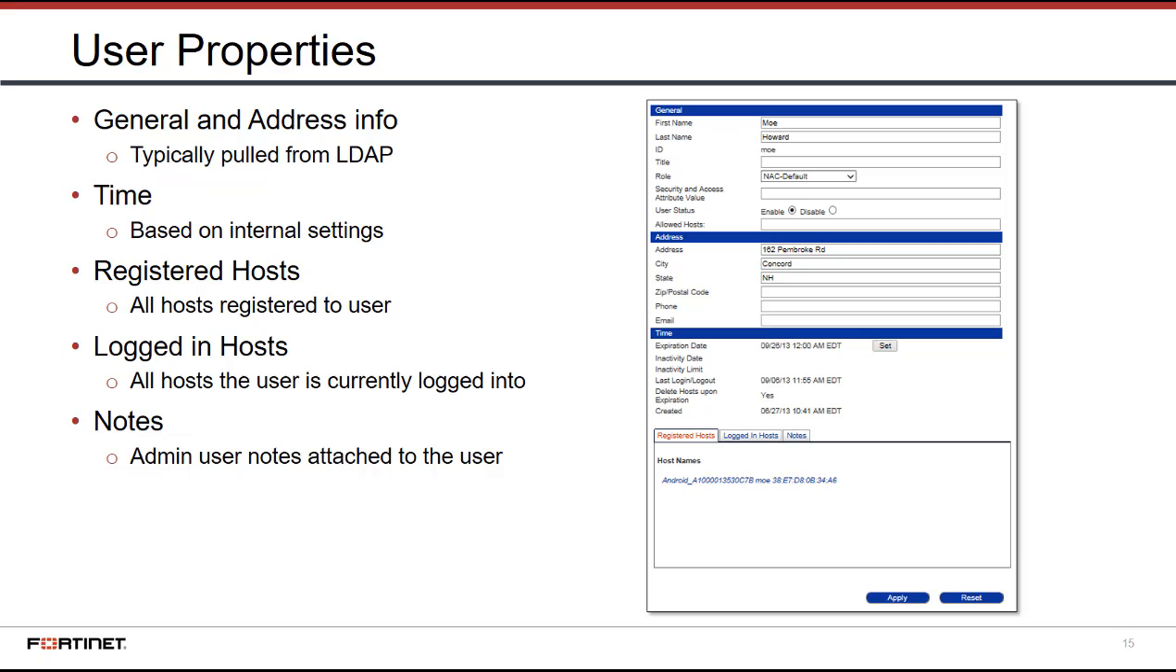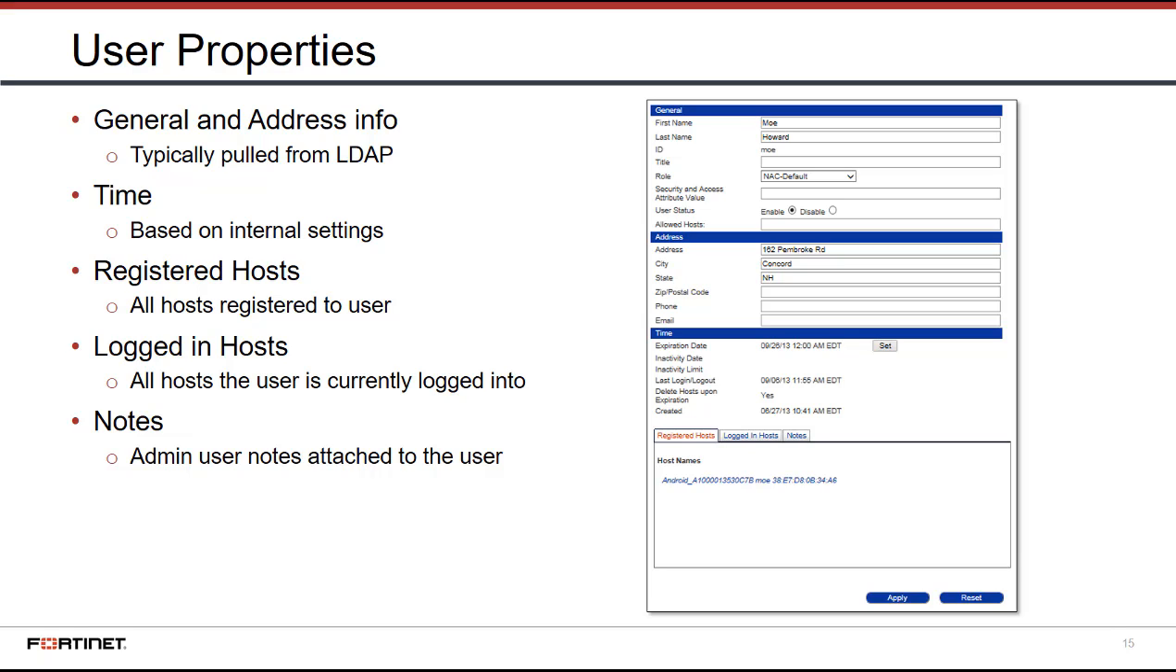And then at the bottom, we have a couple of tabs to talk about. Registered hosts is going to show all hosts that are registered to, meaning owned by, BYOD devices most likely, this particular user. And those host names that you see listed are links, so they can be clicked on, and it'll bring you directly to the host properties.